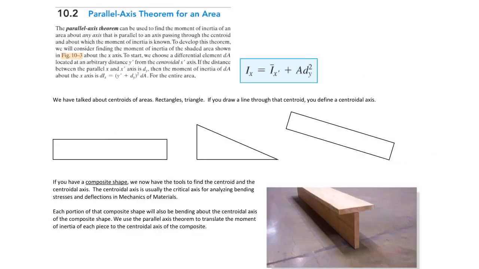We have talked about the centroids of areas, primarily rectangles and triangles, but let's say we have a rectangle here with a centroid and maybe a triangle over here. Remember, the rectangles are kind of halfway between in both the height and the base. Triangles have the 1/3, 2/3 kind of concept. But if you were to draw a line through that centroid, you define a centroidal axis. And what it means is everything above that line balances by our use of moments with everything below that line.